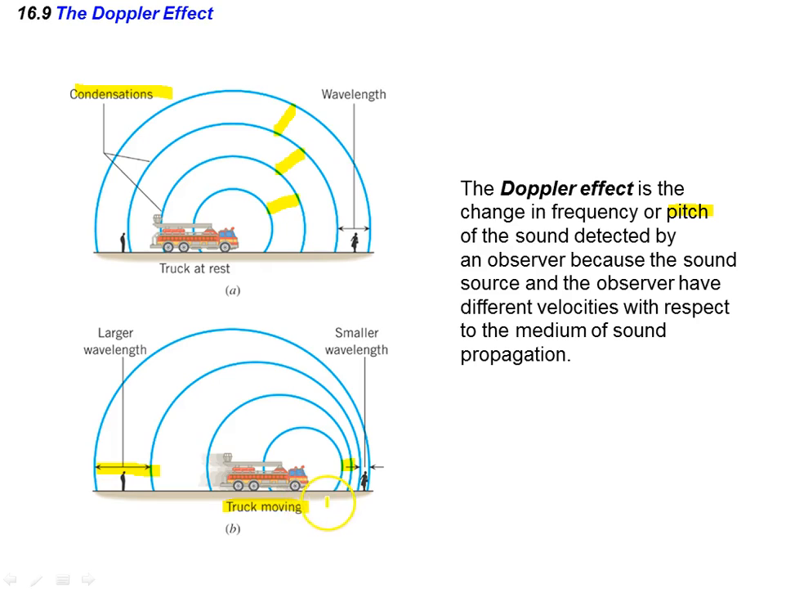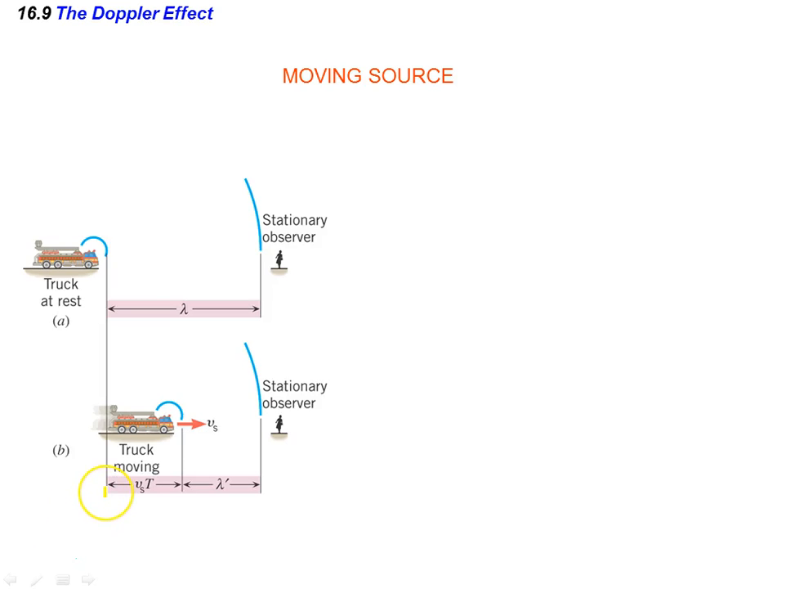Notice when the source and the detector are coming together, whether the source is moving to the detector or the detector is moving to the source, we see a shorter wavelength, higher frequency, higher pitch. When they are moving apart, as over here on the left, we see a larger wavelength, lower frequency, or lower pitch.